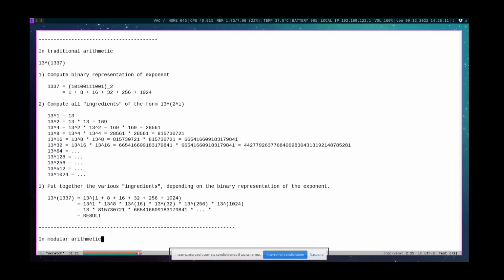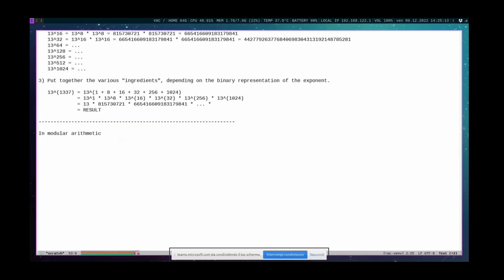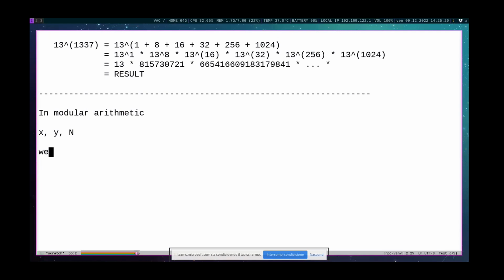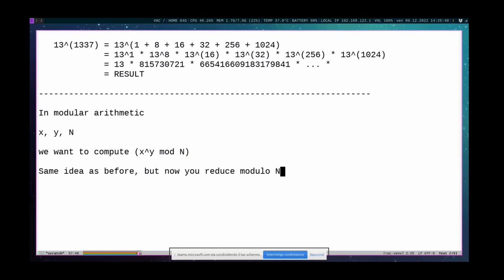But after you do each multiplication, you have 3 numbers. Let's say you have an x, a y, and an n, and we want to compute x to the y mod n. So this is what we are interested in. The base is x, the exponent is y, and the modulus is n. The same idea applies as before, but now you reduce modulo n after each multiplication.